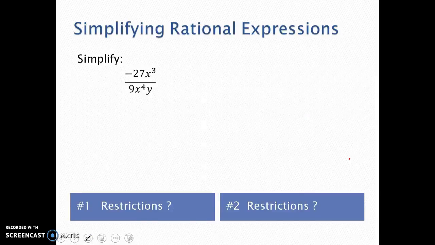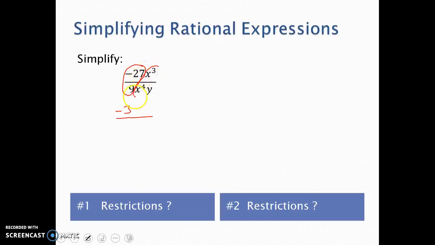So I'm going to simplify this rational expression first. So we've done things like this in the past. I'm going to first start with the numbers. I'm going to simplify negative 27 over 9. What number goes into 27 that also goes into 9? Well, it's 9 does. So 9 goes into negative 27 3 times. 9 goes into 9 once. So I'm going to have a 1 in the denominator.